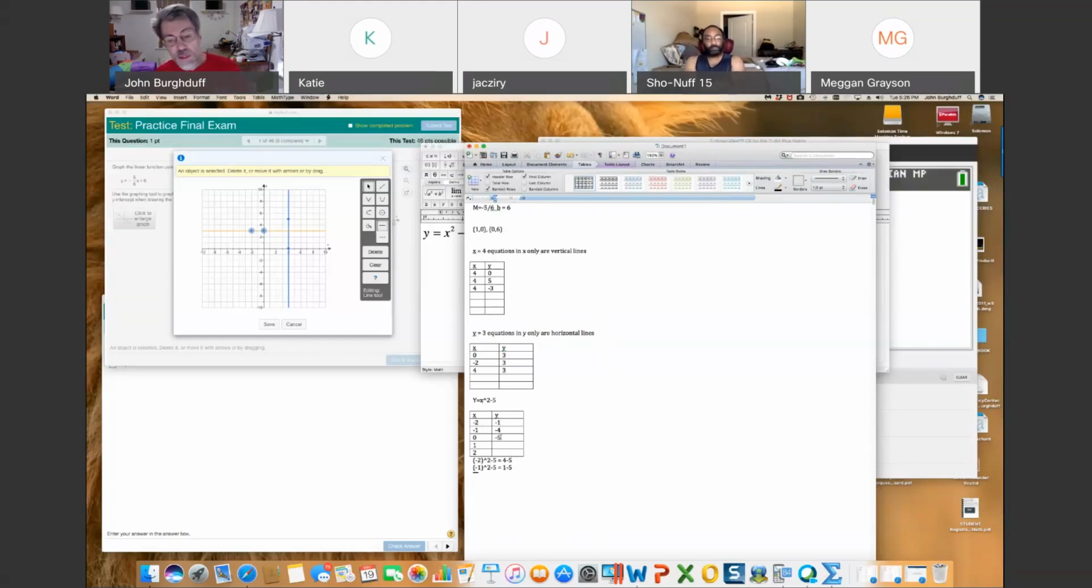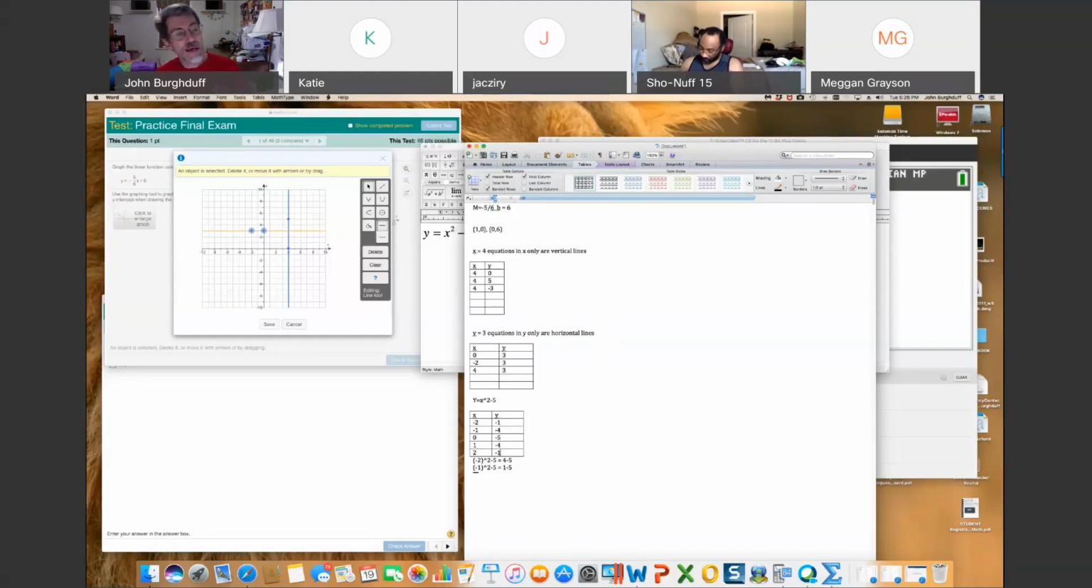And then you begin to notice something interesting. The y values start repeating themselves. If you plug in a 1 for x, 1 squared is 1, minus 5 is -4. And 2 squared minus 5 is 4 minus 5, that's -1.